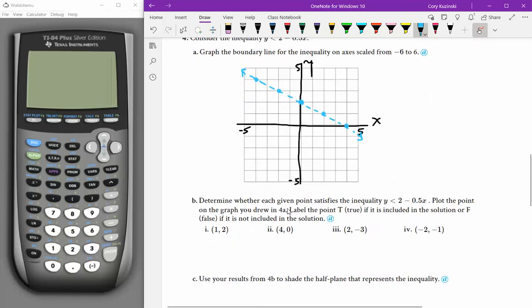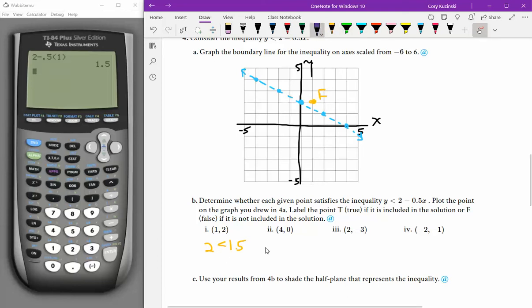Next, determine whether each point satisfies the inequality and plot the point on the graph you drew. All right, so let's plot the point first. So I'll do 1, 2, which is right up here. Let's plug 1 into the inequality: 2 minus 0.5 times 1 gives us 1.5. So the question is, is 2, the y value, less than 1.5? And that is not true. So we're going to label that as false.